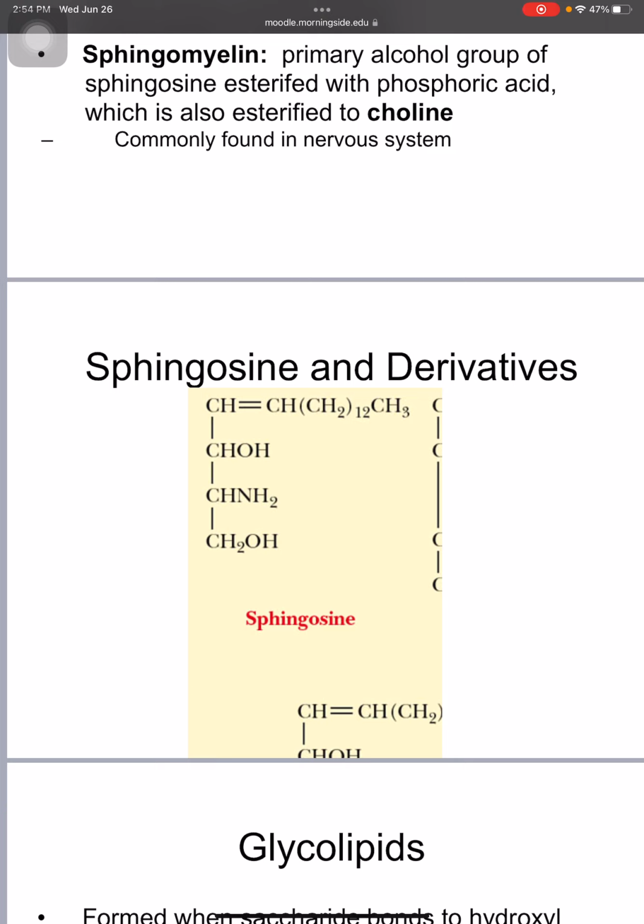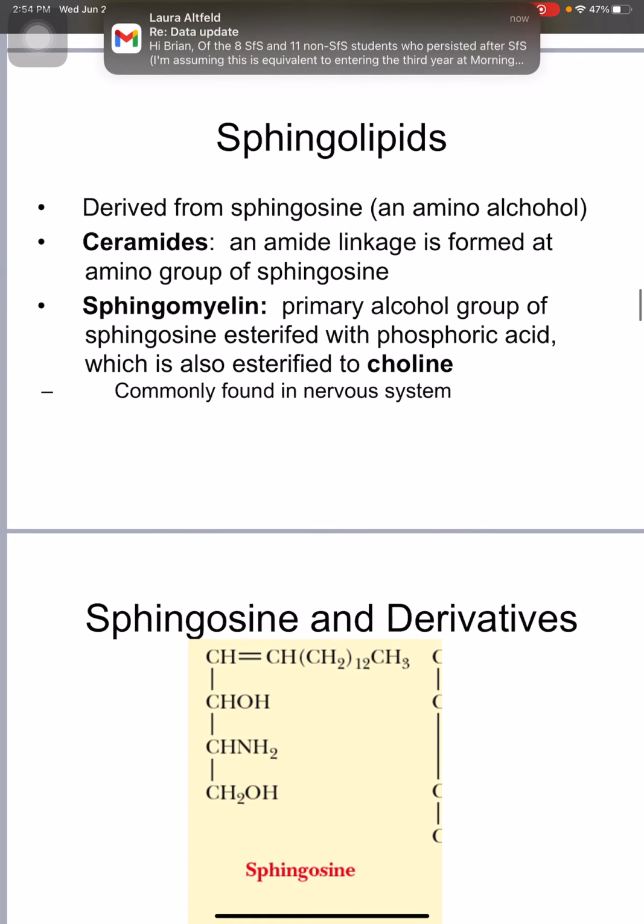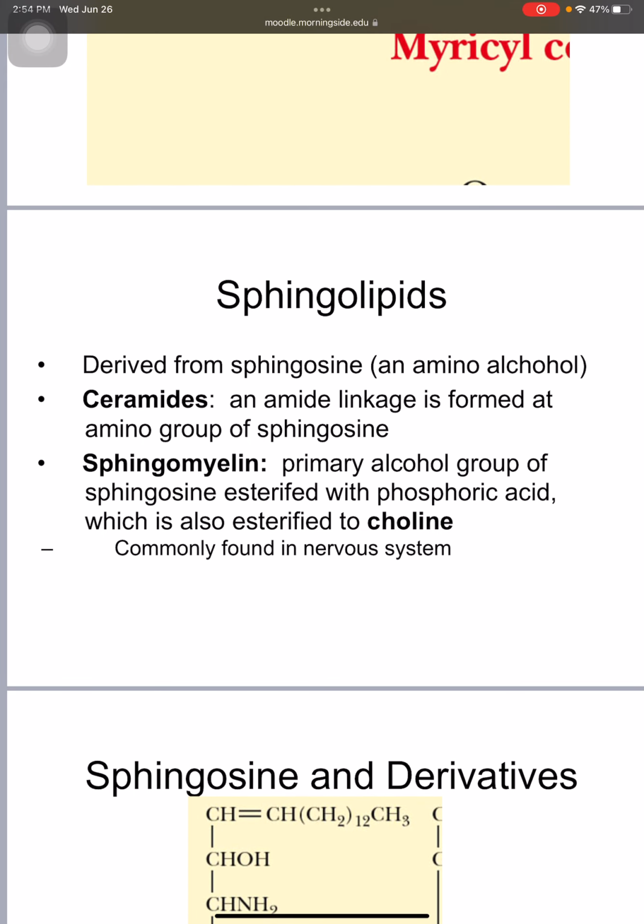It's going to have some sort of hydrophobic tail on the top, a carbon that's double bonded, and then it's got an NH2 group on one of the middle carbons, right? Sphingosine is referred to as an amino alcohol because it has both amino groups and alcohol groups in it. All right, so that's sphingosine. And depending on how you derive that molecule into something else, it'll give you a different type of sphingolipid. So, what can you get?